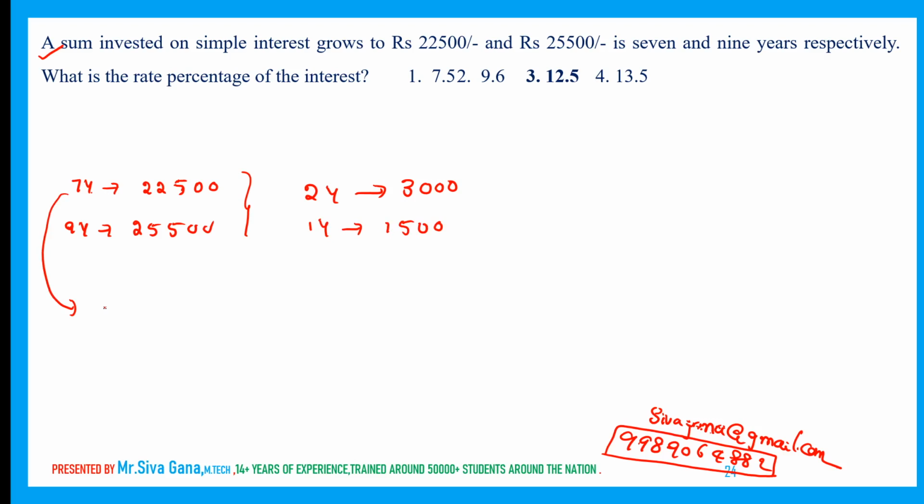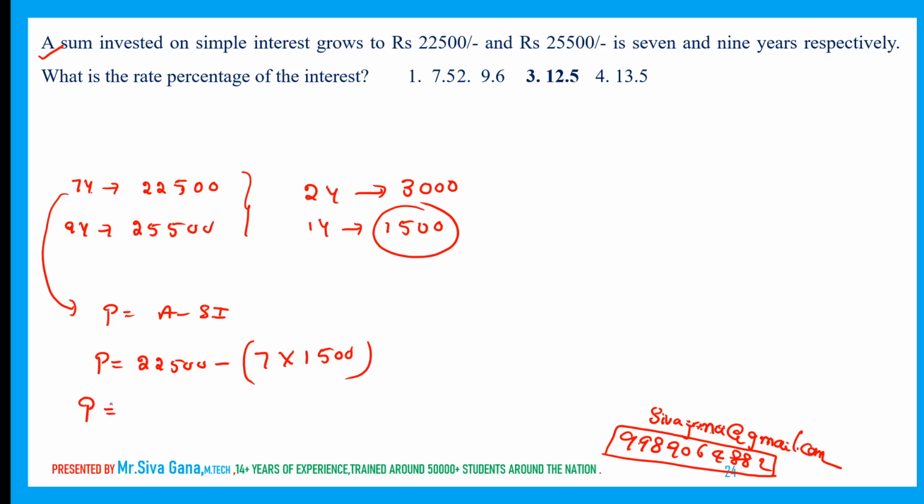So the principal is the amount minus SI, right? So the principal is equal to the amount after 7 years, 22,500, minus 7 into the interest amount for each year, which is 1,500. So amount minus SI, you will get the principal. So 22,500 minus 10,500, which is 12,000. So the principal is 12,000.